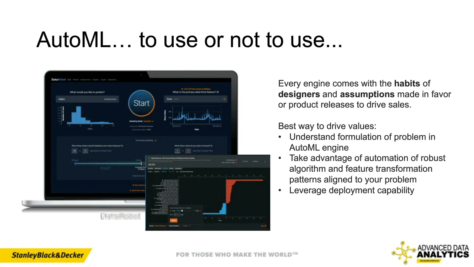Now, we use DataRobot on our side as the AutoML engine, apart from our own custom algorithms that we run along with it. But one of the key challenges while using AutoML is that when you bring it in, you almost have to understand that people who build the AutoML have their habits incorporated into AutoML.